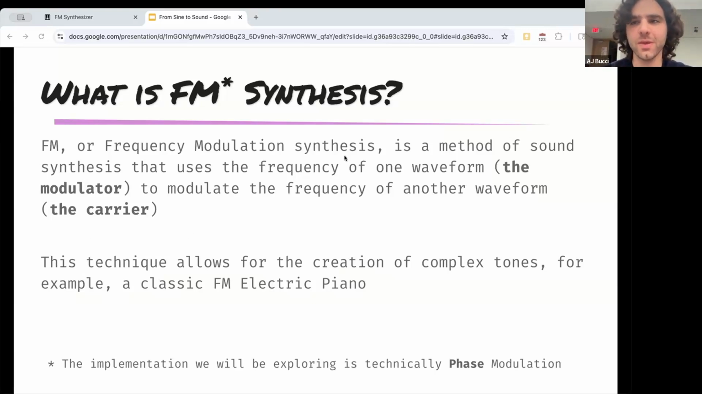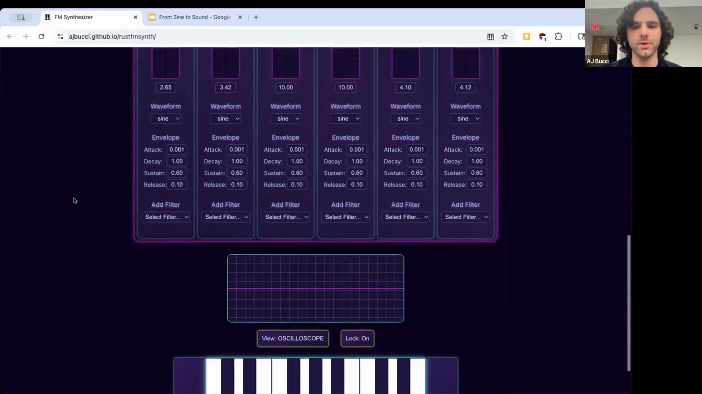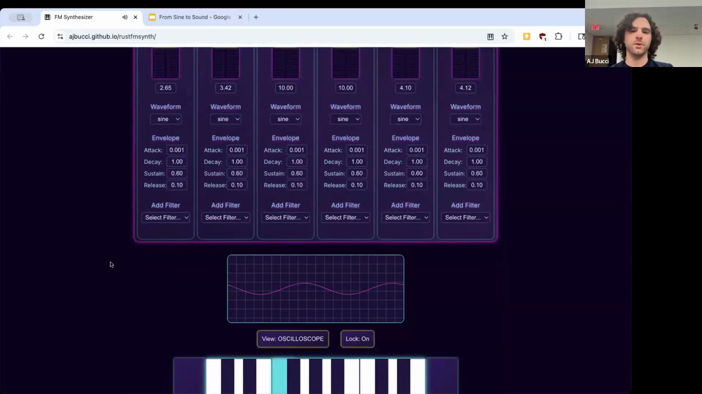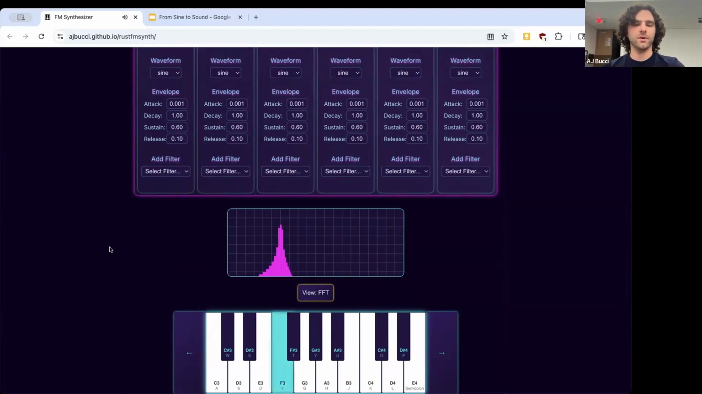So here's the synth that I built. It initializes to a pure sine wave, or a pure tone. And the reason it's called a pure tone is because if you were to look at something called a Fourier transform, which is just a way of breaking down a signal into its component frequencies, you would see that there's only one peak in the graph here.